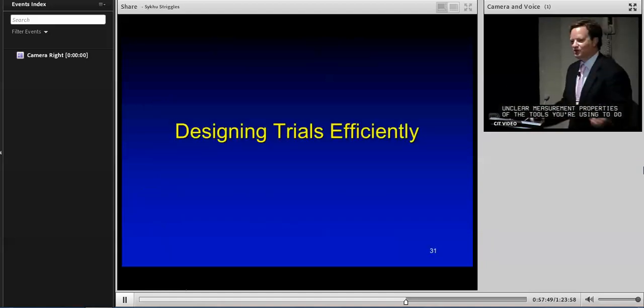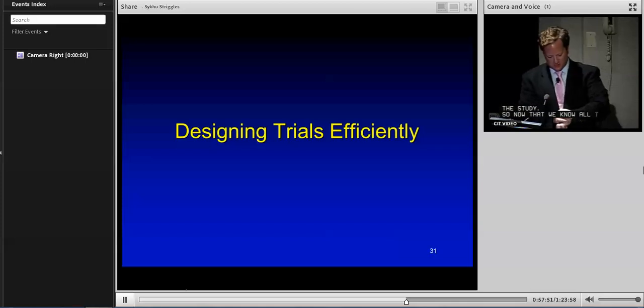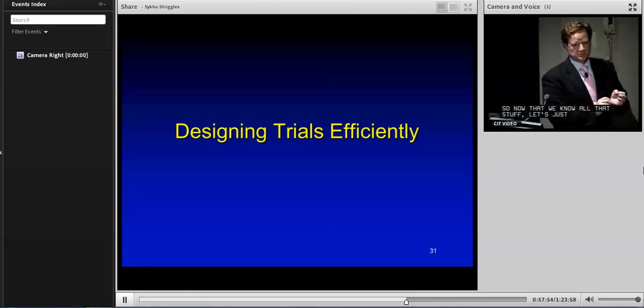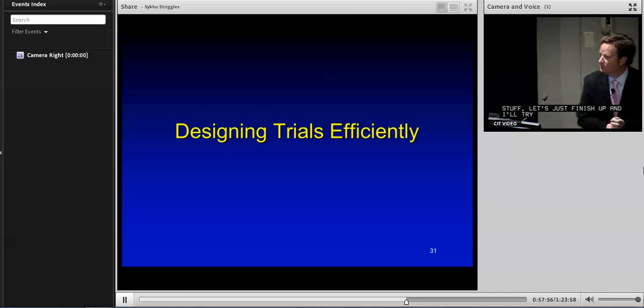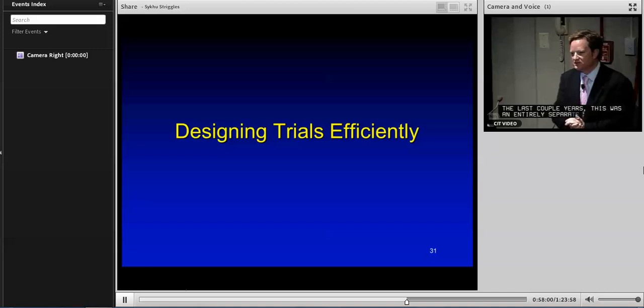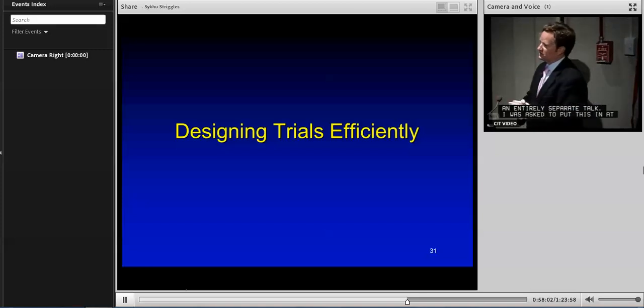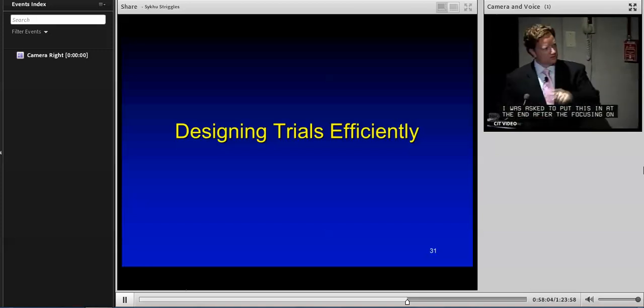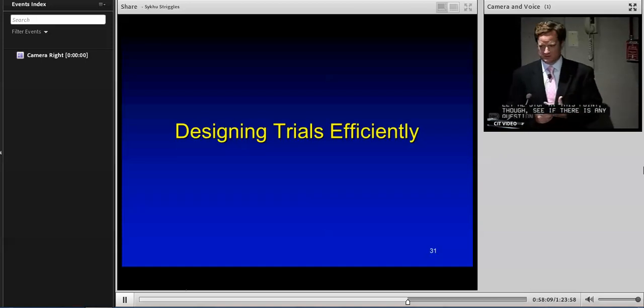So now that we know all that stuff, let's just finish up a little bit here. And I'm going to just try to touch upon these things. The last couple of years, this was an entirely separate talk, and I was sort of asked to put this in at the end after the focusing on research questions. Let me stop at this point, though, and see if there's any questions about this issue of how you select a research question.